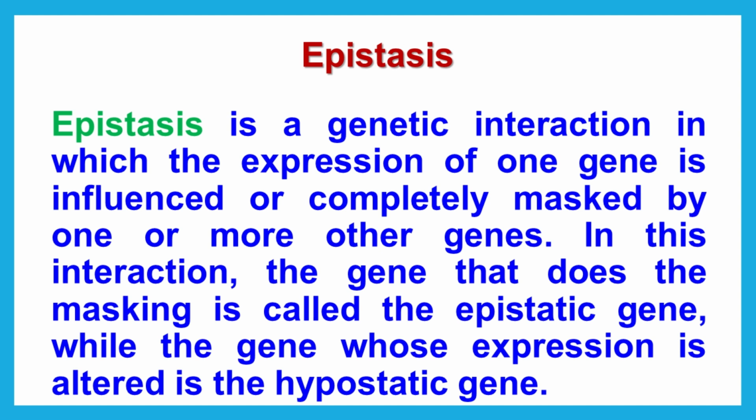To recap, we've explored complete dominance, incomplete dominance, partial dominance, codominance, and overdominance. Understanding these patterns not only helps us decode genetics, but also provides insights into evolution, medicine, and agriculture.